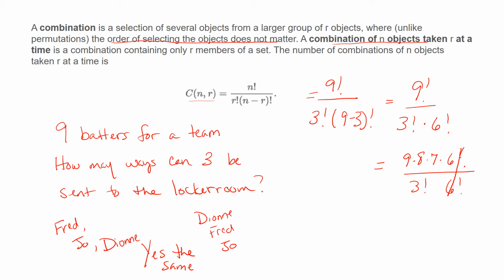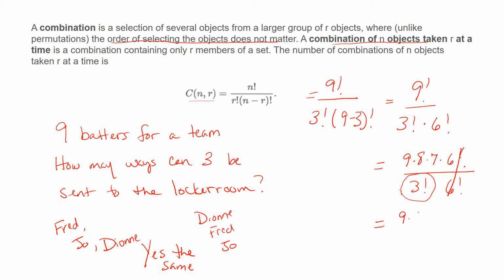If I were to find the permutations, it would be 9 times 8 times 7. But again, here I'm not wanting a permutation, I'm wanting a combination. So I still have to divide by this 3 factorial. Why am I doing that? Well, 3 factorial tells me how many different arrangements I can make from 3 people. And since each arrangement is a repeat, I'm dividing out the repeats.